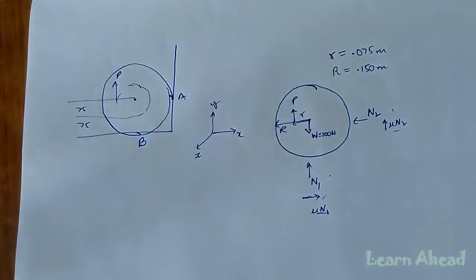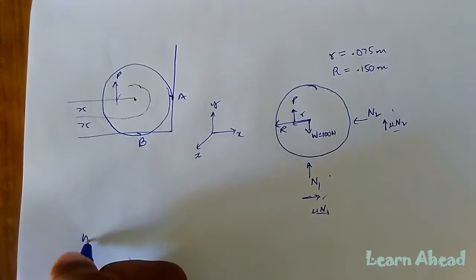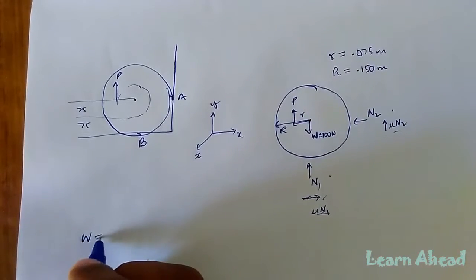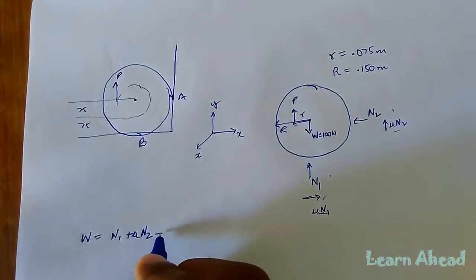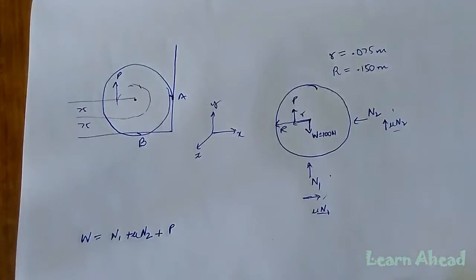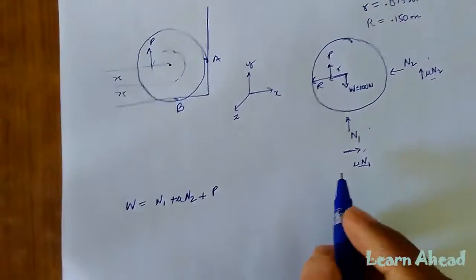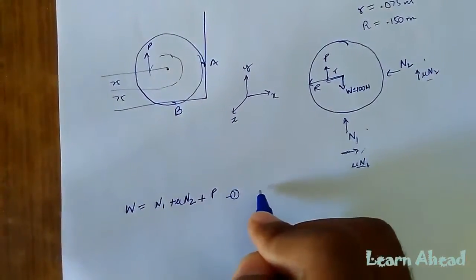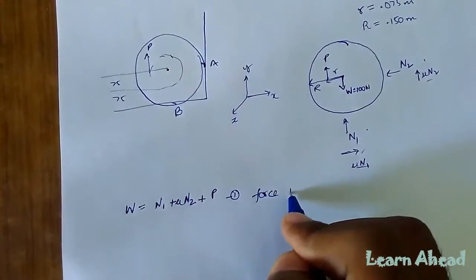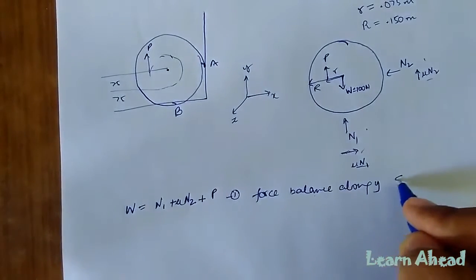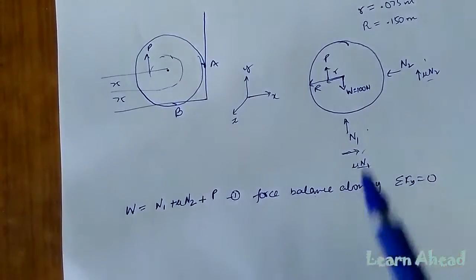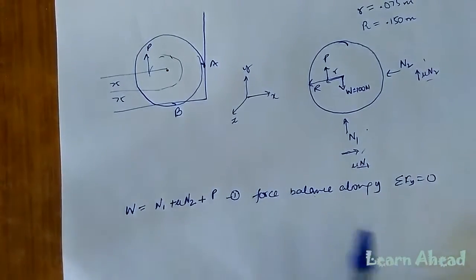z-axis. So the force balance along the y-axis, first let me write it as W equals N1 plus mu N2 plus P. So this is the first equation, force balance along the y-axis, that is sigma Fy is 0 because there is no net acceleration in the y-axis.